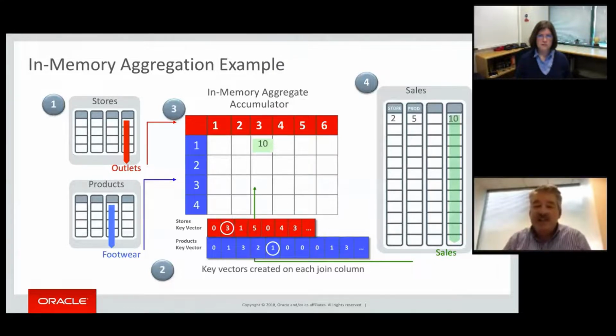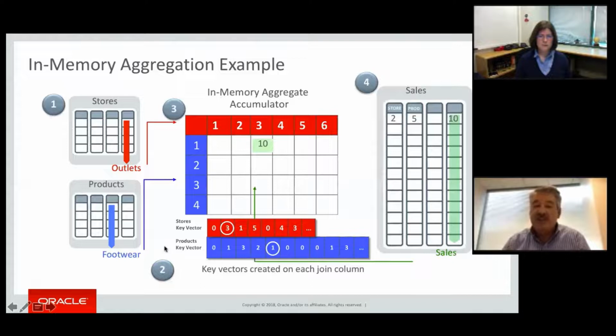So now we've scanned the two dimension tables, we've built our key vectors, and we've built our in-memory aggregate accumulator. We're now going to scan our sales table and apply any filter predicates, plus we're going to apply our key vectors as part of the scan. So we're going to see the store ID of 2 and our product ID of 5 with a value of 10 in the first column values that we're scanning in the sales table.